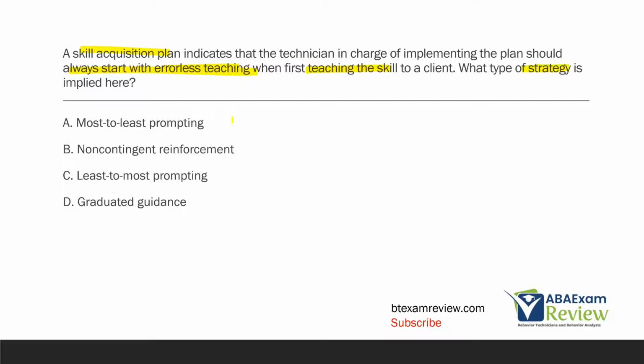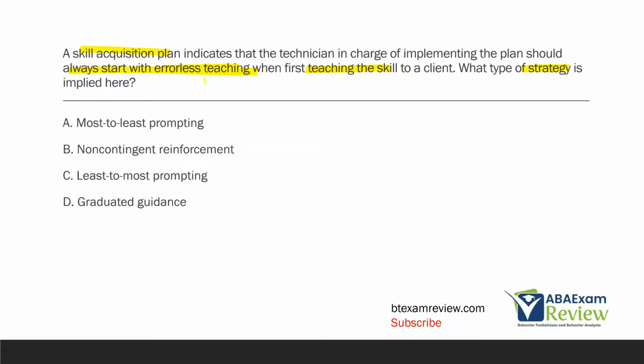A, most to least prompting. Remember, errorless teaching prevents all mistakes from occurring. We don't want errors to happen because errors lead to more errors. They become part of the behavior. They become part of the behavior chain. We want to prevent them. And in order to prevent errors, what must you do? Well, you've got to use the highest amount of prompting as needed, as necessary, to prevent the errors from occurring. So if you're using errorless teaching, are you most to least prompting? Absolutely. Errorless teaching is the highest level of most to least prompting. Typically involves physical prompting because with errorless learning, again, you're not allowing mistakes to occur.